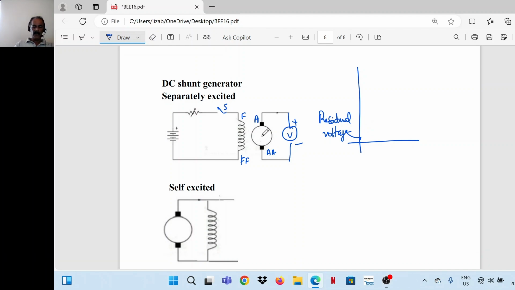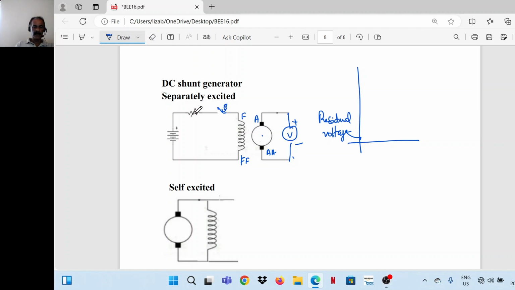So we are bringing the machine to rated speed with the switch open. We are running the machine at rated speed and measuring the voltage across the armature terminals, and we get a small voltage, which is called the residual voltage.